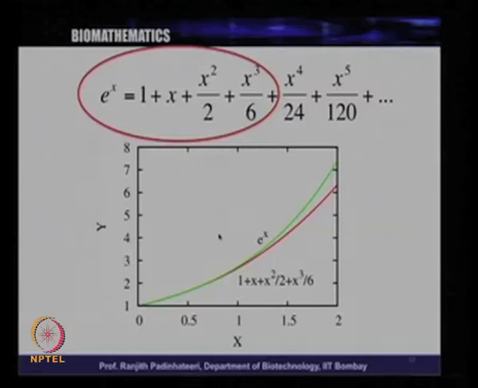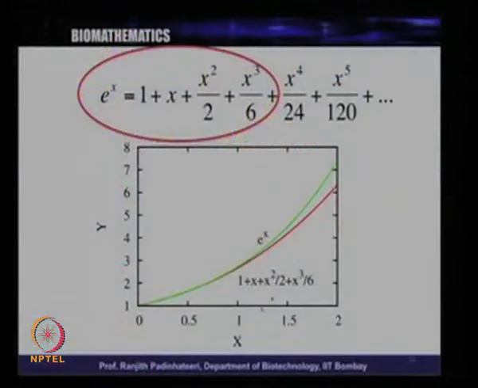If we take more and more terms, we took 2 terms, 1 and x, and we saw that only when very close to 0, e power x and 1 plus x match. When they are far away from 0, they diverge. So, now let us take a few more terms, 1 plus x plus x square by 2 plus x cube by 6 and so on, and see whether it matches when you go a little more away from 0, whether their values are the same or not.